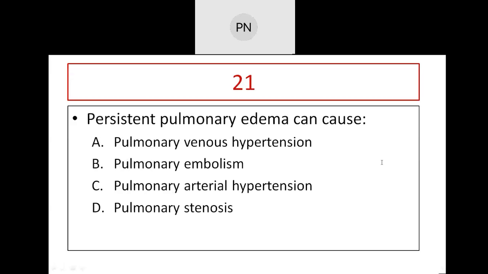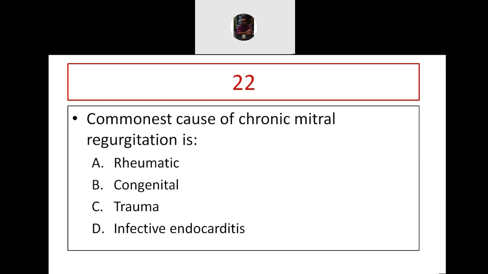Try the next question. The question will load in a while. Persistent pulmonary edema can cause, which one? Very good. Pulmonary arterial hypertension. Commonest cause of chronic mitral regurgitation? Rheumatic. Very good. The commonest cause of chronic valvular disease is rheumatic.